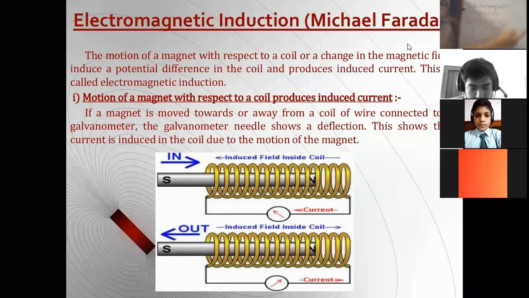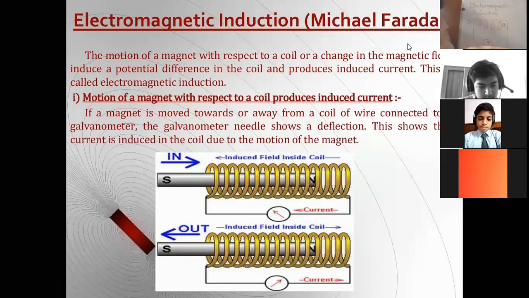Second is the number of turns. If the number of turns in the coil increases, then the value of induced current will become more. Third, induced current also increases if a strong magnet moves. It also depends upon the strength of the magnetic field. The value of induced current will depend upon the strength of the magnetic field. So these are the three factors on which the value of induced current depends.